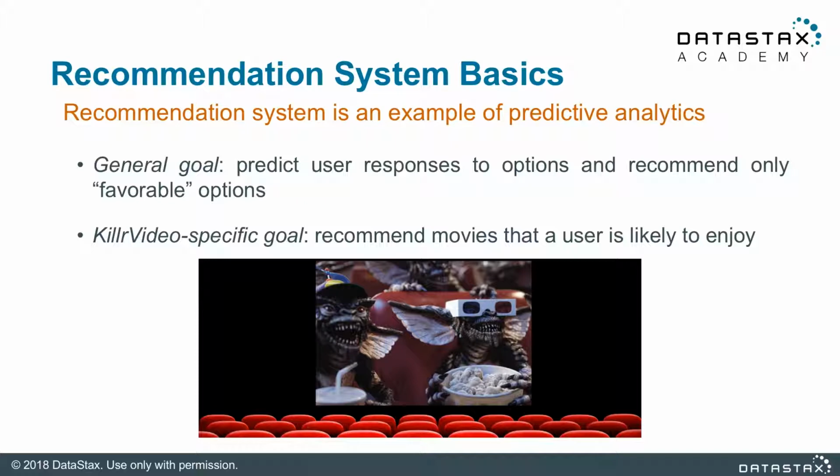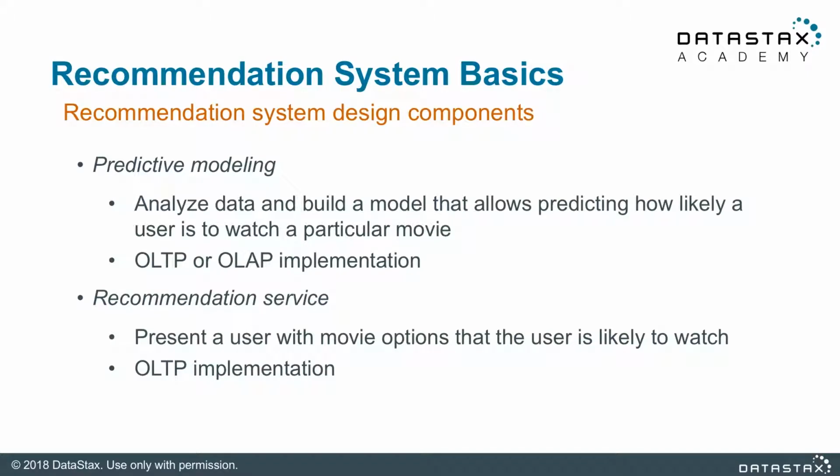Now, a recommendation system falls under the category of predictive analytics. At a high level, our goal is to predict how a user will respond to an option and then recommend only favorable options. In our example, that translates to recommending movies that a user is likely to enjoy. We'll be looking at two components of this process. With predictive modeling, we will analyze the data in order to build a model that will enable us to predict how likely a user is to enjoy a particular movie.